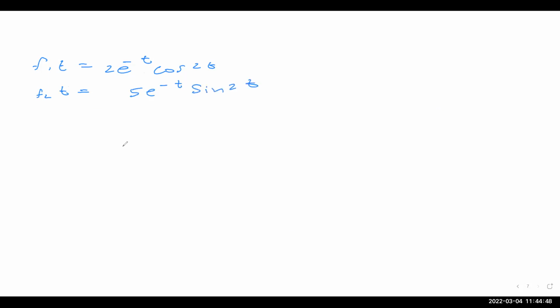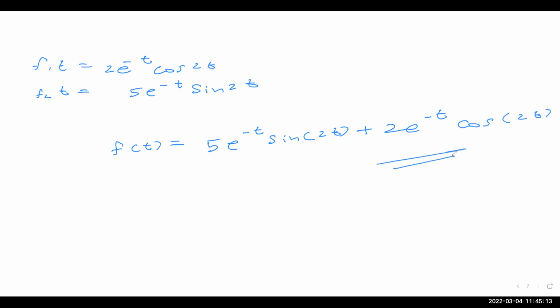So you get the final answer f(t) as the addition of these two: you get this part first, then sine, minus t sine 2t, plus minus t cos 2t. Right? So I hope that is also clear. So we have the final sum.